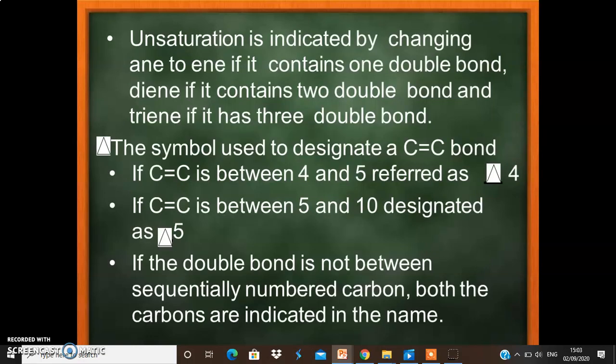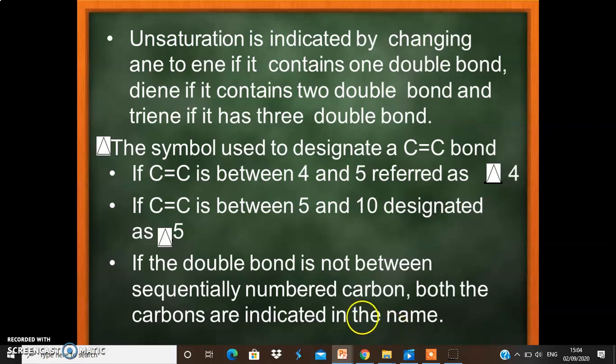Unsaturation is indicated by changing the 'ane' to 'ene'. If it contains one double bond, it is 'ene'. If there are two double bonds, then it is 'diene', and so on, 'triene'. If there are three double bonds, the delta symbol is used to designate the carbon-carbon double bonds.